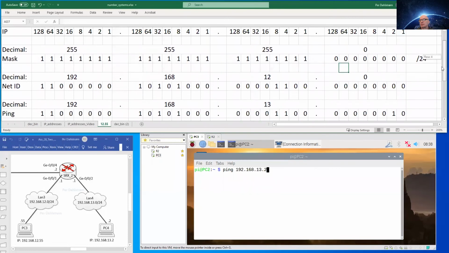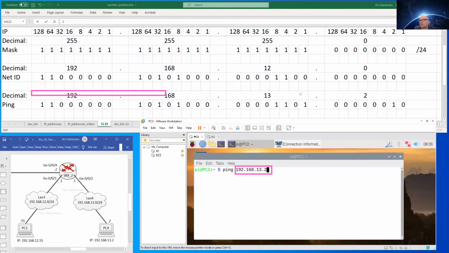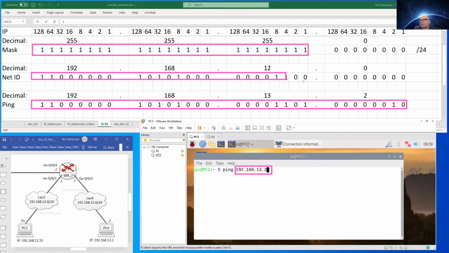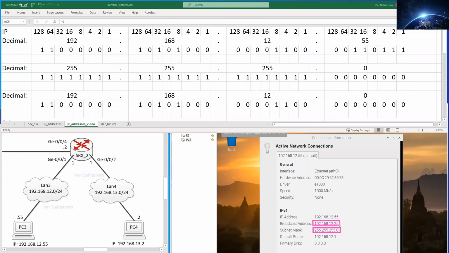Here we are pinging 13.2. PC3 now compares its network ID with the net ID portion in the ping IP address. They have to be identical. When PC3 sees the indicated binary difference, it is configured to send this IP packet to its default gateway, which is a router which will route the IP packet on.